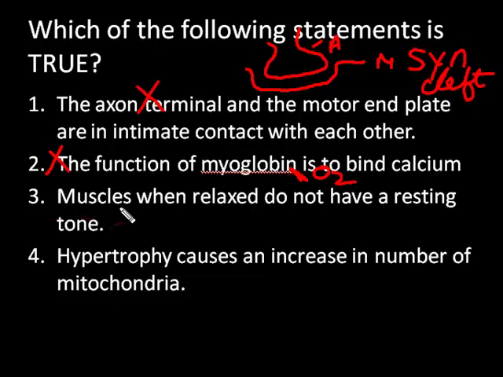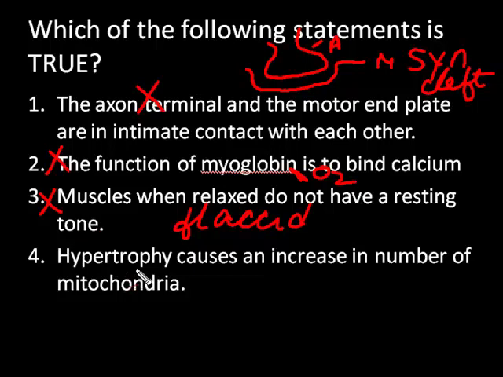The third one, which says muscles when relaxed do not have a resting tone. This is again false. All muscles have a resting tone. They have a tone whether they are active or they are relaxed. Only when muscles lose their nerve supply, then they are without a tone and they are known as flaccid. So muscles in a relaxed state still have a resting tone. So this is again false.